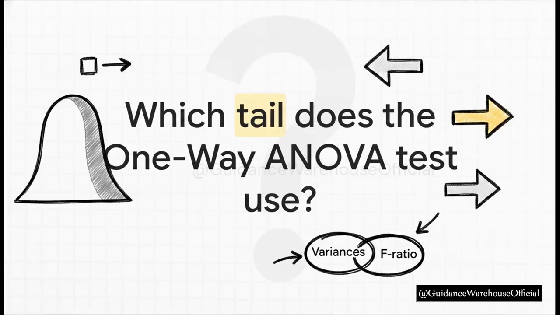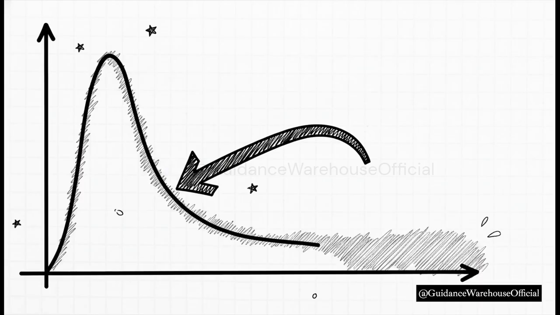Wait, hold on. This is super important and a really common place people get tripped up. Before we organize all this data, try to visualize the shape of the F-distribution curve based on the math we just went through. If the F-ratio is based on variances, which are literally squared numbers, which tail does the one-way ANOVA test actually use? Left, right, or two-tailed? It is always right-tailed, no exceptions. Because variances are calculated using squared values, they are always positive.